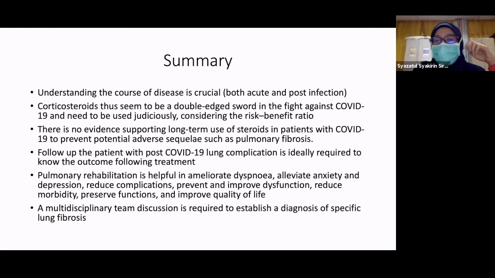Pulmonary rehab is helpful to ameliorate dyspnea, alleviate anxiety and depression, reduce complications, prevent and improve dysfunction, reduce morbidity, preserve function, and improve quality of life. I love pulmonary rehab a lot.